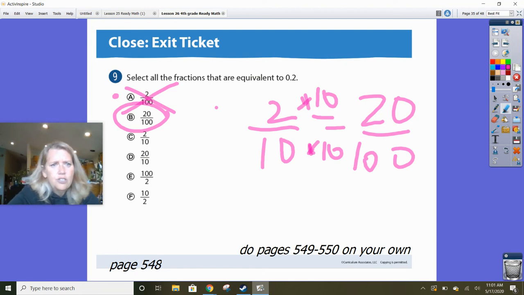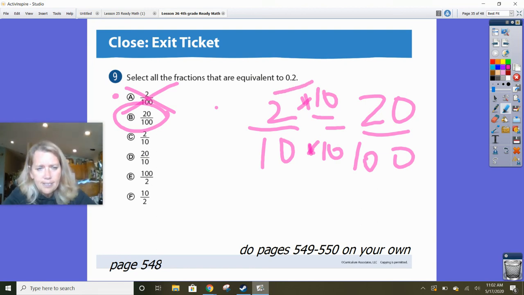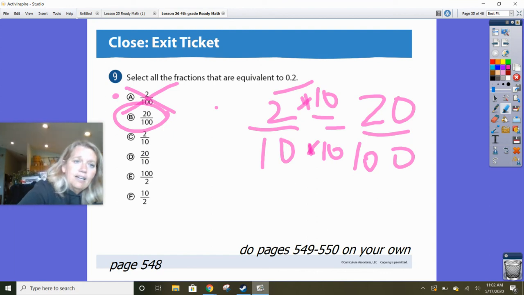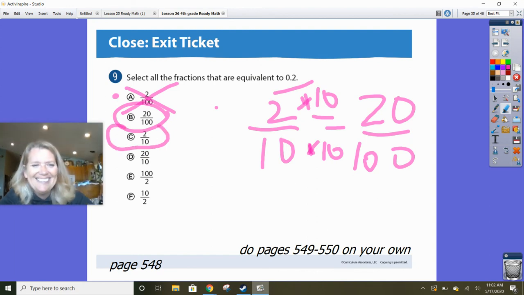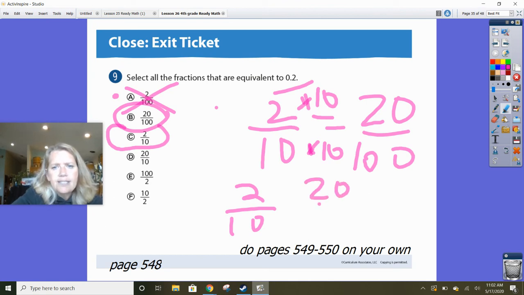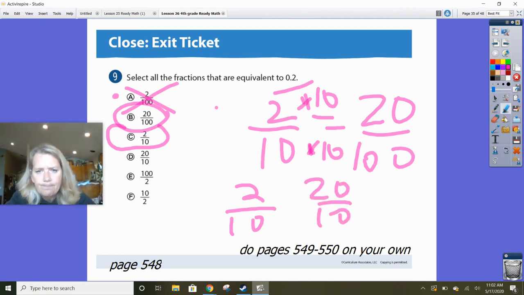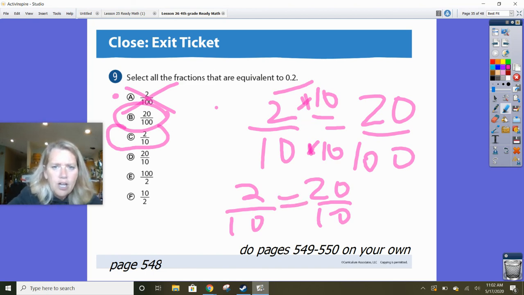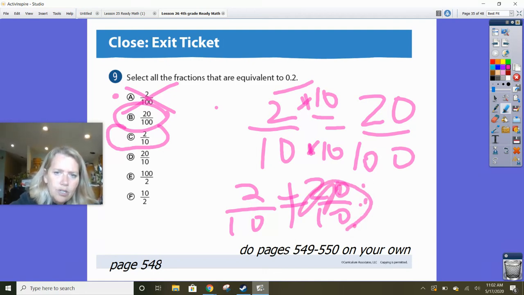All right, Bryson, what about letter C? 2 tenths. Does 2 tenths the fraction equal 2 tenths the decimal? Winner, winner, chicken dinner. I agree. What about this one? 20 tenths. Is 2 tenths the same as 20 tenths? Does that equal or not equal? What do you think, Cole? Yep, you're right. That's not the same. Not equal. That's the symbol for not equal. Because this would be 20 divided by 10. That is 2. 2 wholes is not the same as 2 tenths.